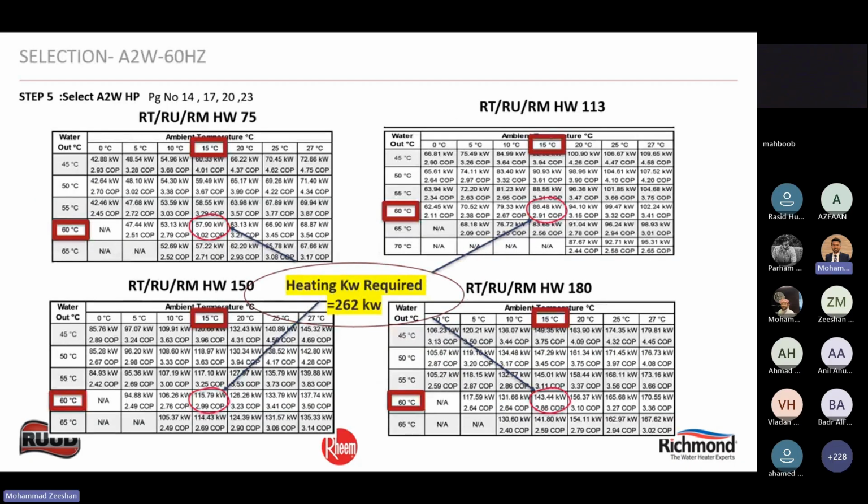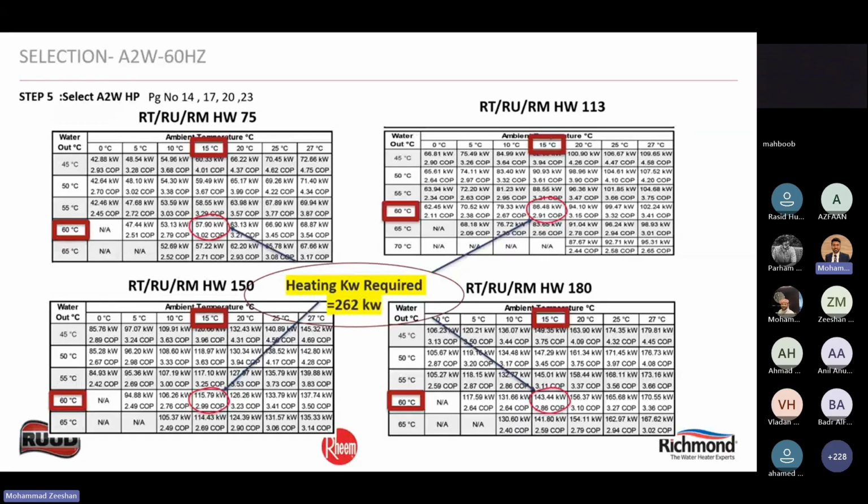For 60 hertz, if you have downloaded the 60 hertz catalog, please refer to page number 14, page number 17, page number 20, and page number 23. You have similar capacity tables that are being given. You have four tables. It is the same concept as our 50 hertz, just the values of the tables are different.